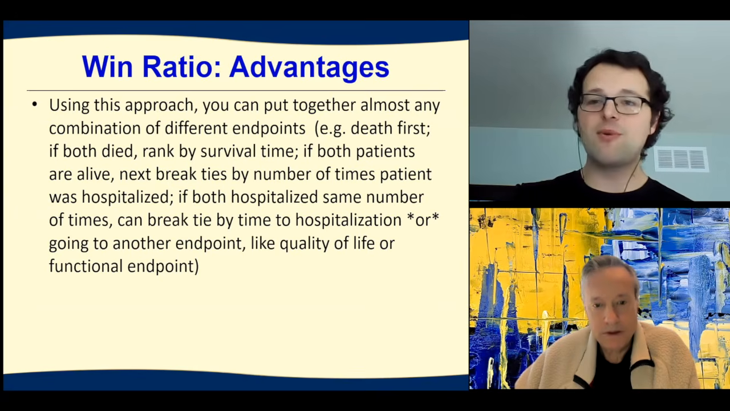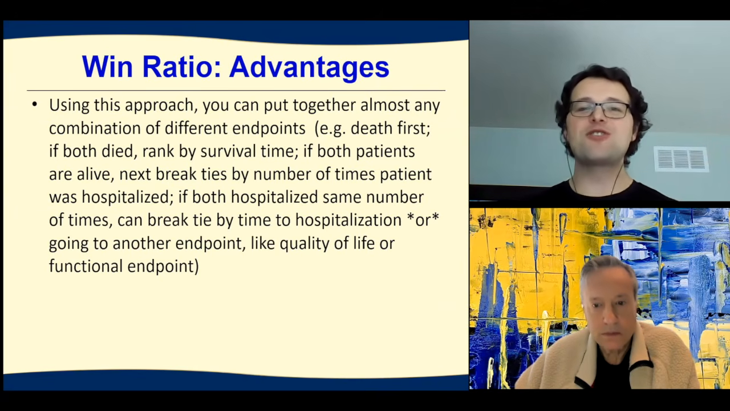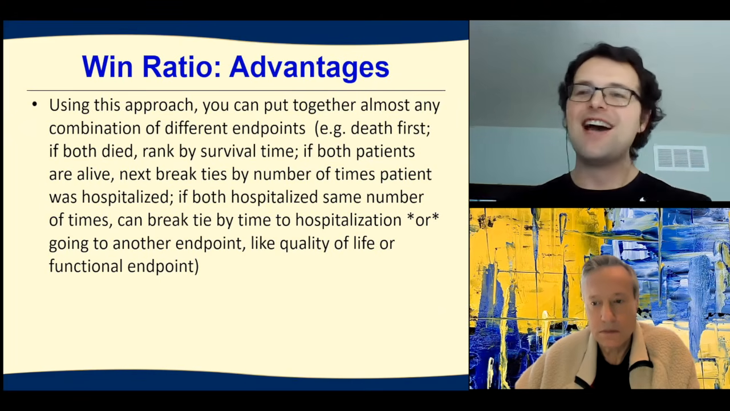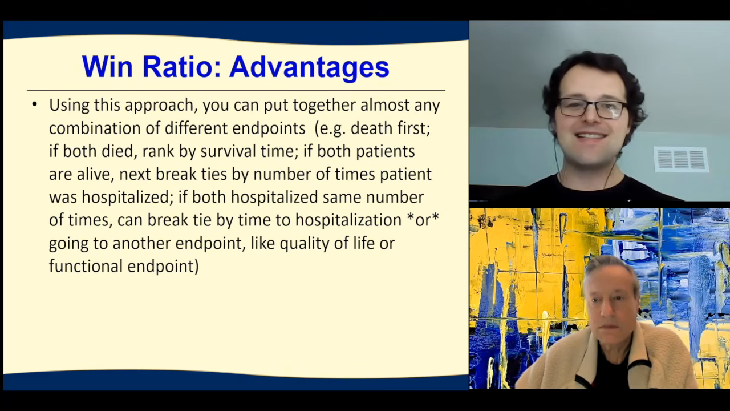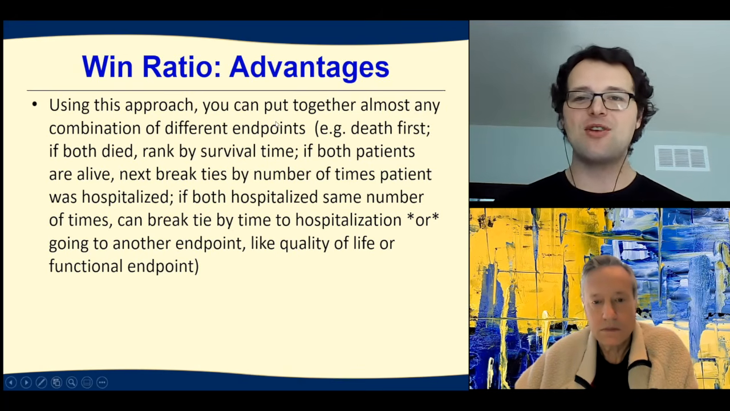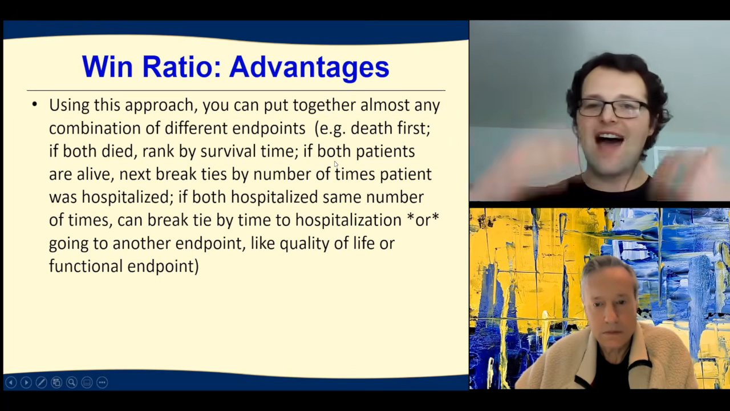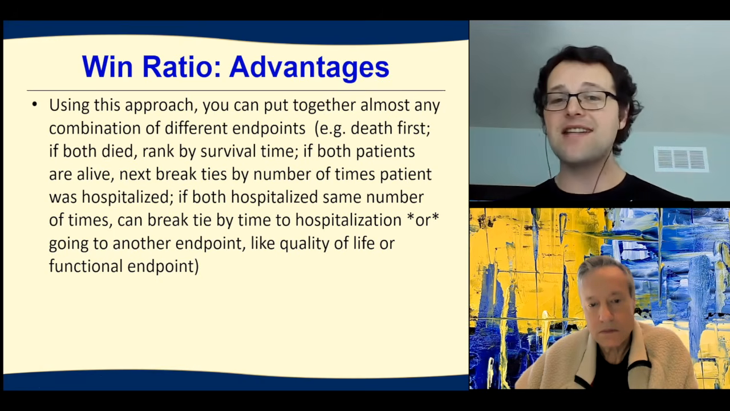So one of the things we've alluded to a few times as we've been talking is that with this approach, you can almost say the possibilities are endless. Any endpoints that you can come up with, you can put them in an order and come up with a way to declare a winner. And, like we've said, you could say death will be your first endpoint. If both died, you can rank them by the amount of time they were alive. If they're both still alive, you can go down to a tiebreaker of number of times they were hospitalized or amount of time.